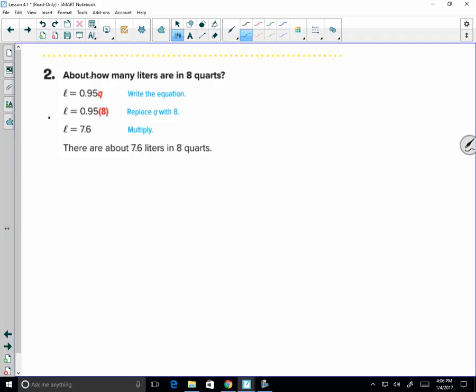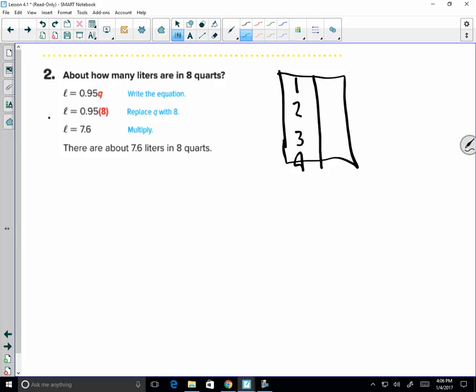It says about how many liters are in 8 quarts. So you could list out a huge table here that counts all the way 1, 2, 3, 4, 5, 6, 7, 8. Go for it. But our numbers are going to start getting bigger. And I already ran out of room. I'm not going to do it.